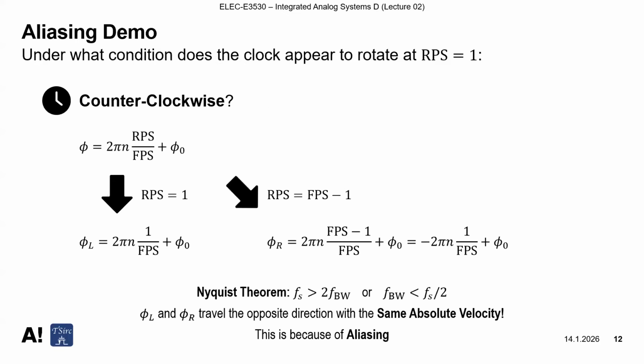So let's go through the second one, counterclockwise. When we plug RPS equal to 1 into the phase equation that we derived in lecture 1, we can find the left clock phase, where I am setting the left clock and also controlling the right clock. The left clock phase will be 2 pi n over FPS, frames per second, which here is the sampling frequency, plus some offset, V0. For RPS equal to FPS minus 1, we have this kind of equation, and we can just plug it into RPS.